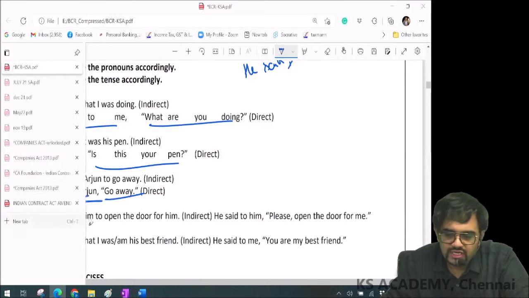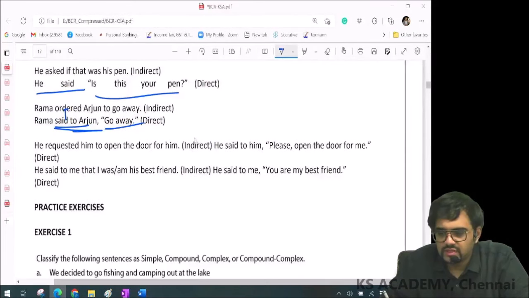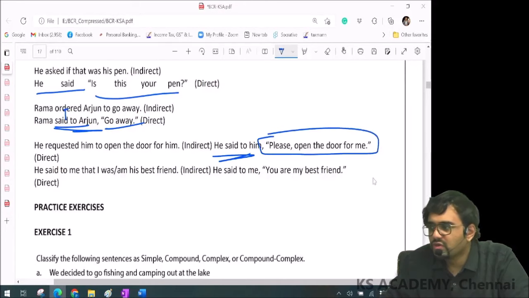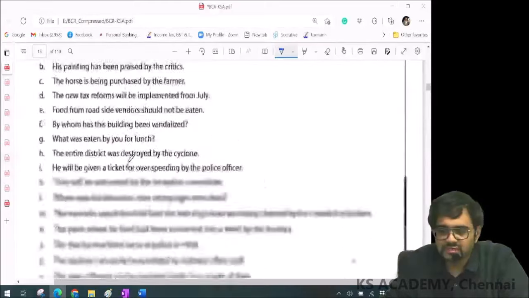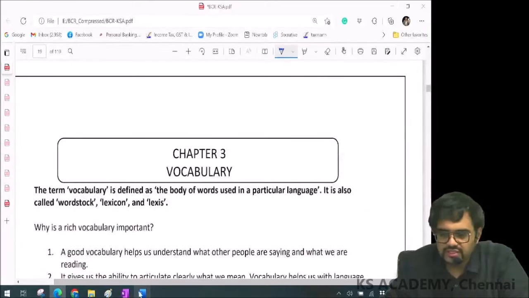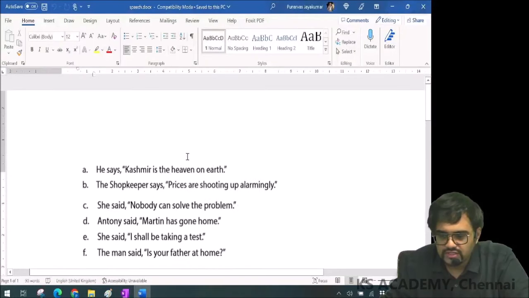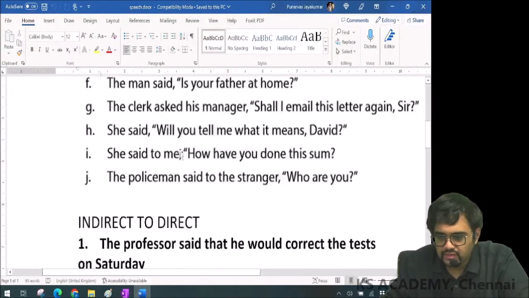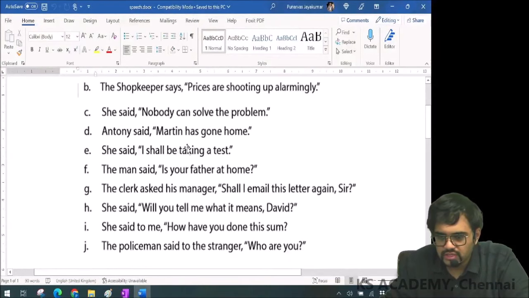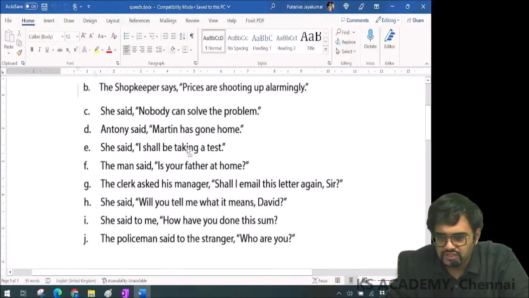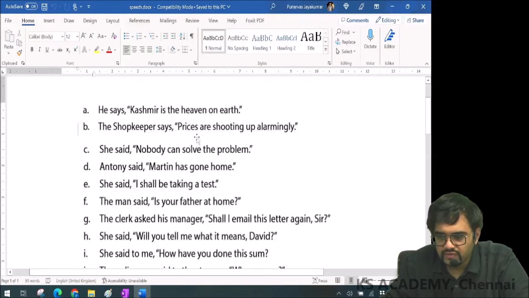He requested him to open the door for him. He said to him, "Please, comma, open the door for me." Obviously we'll understand that if we do some previous years' questions. Unfortunately it's not there in this, but I have it here. You can just initially copy it down. There are just A to J. As and when you copy, first copy the questions, leave one line and start writing the answers also, guys.